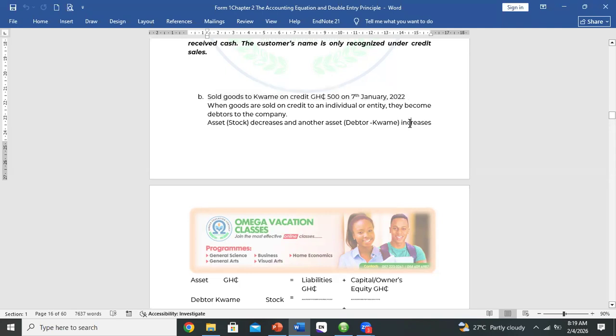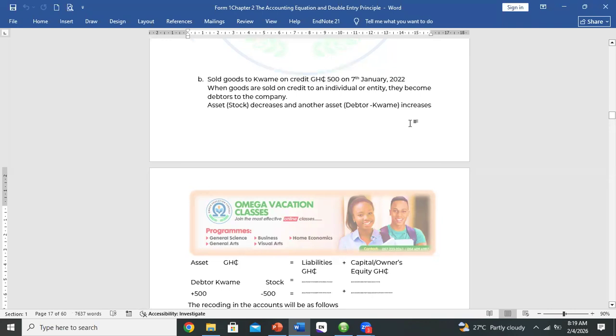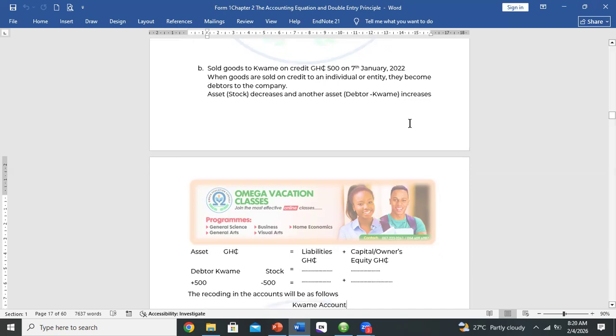Sir, so the debtor is an asset? Yes, a debtor is an asset, a current asset for that matter. We also call them receivables. Any other questions? But I hope you understand why we say the debtor increases, or the debtor's balance increases.